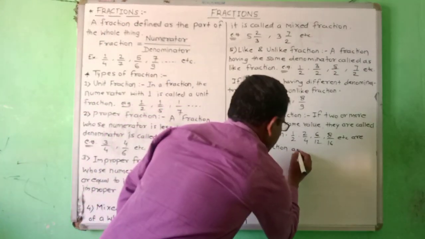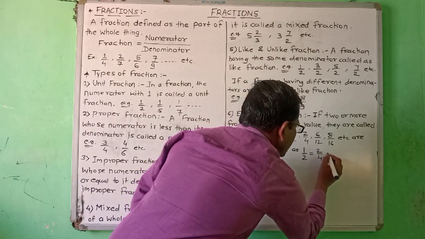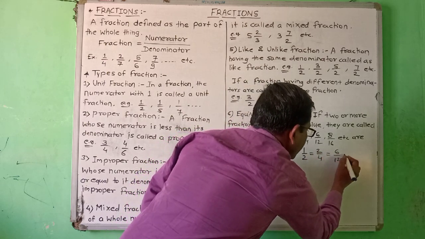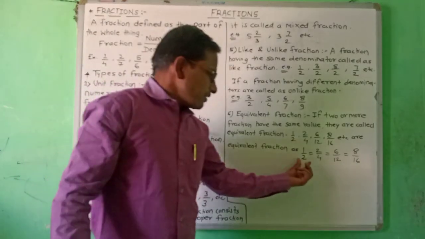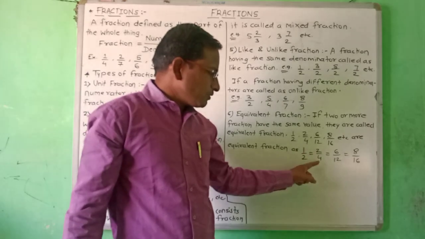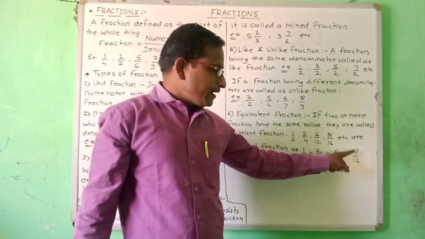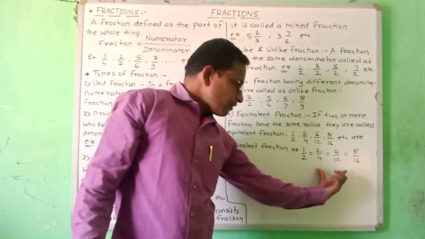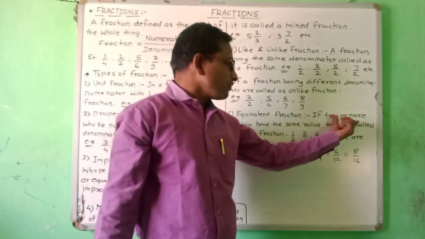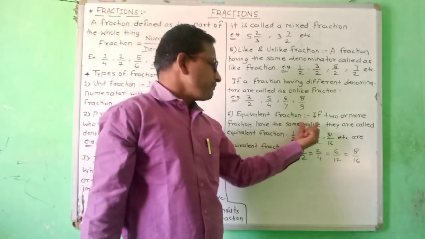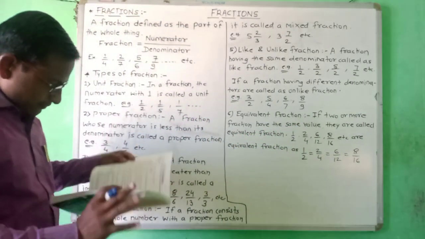As 1/2 is equal to 2/4 is equal to 6/12 is equal to 8/16. See here, in our first fraction 1/2, 2 1s are 2, 2 2s are 4, 6 1s are 6, 6 2s are 12, 8 1s are 8, 8 2s are 16. So all fractions have the same value. So equivalent fraction means if two or more fractions have the same value, they are called equivalent fractions.